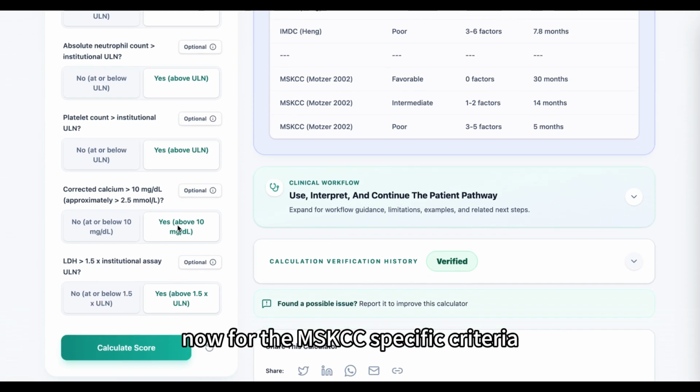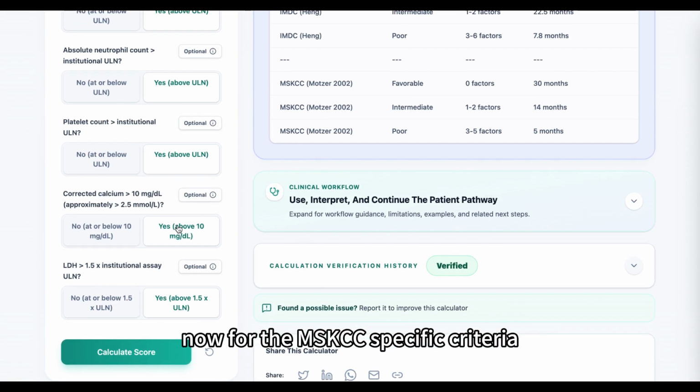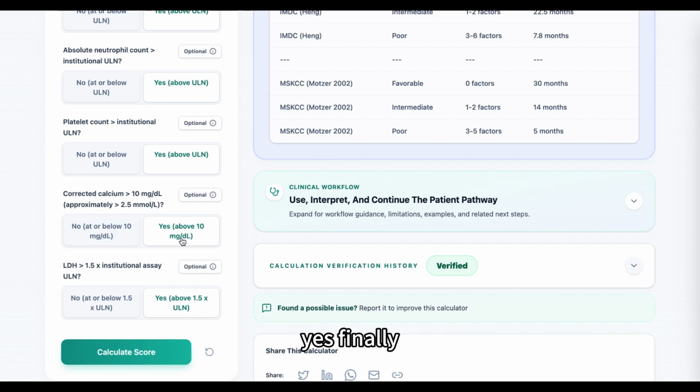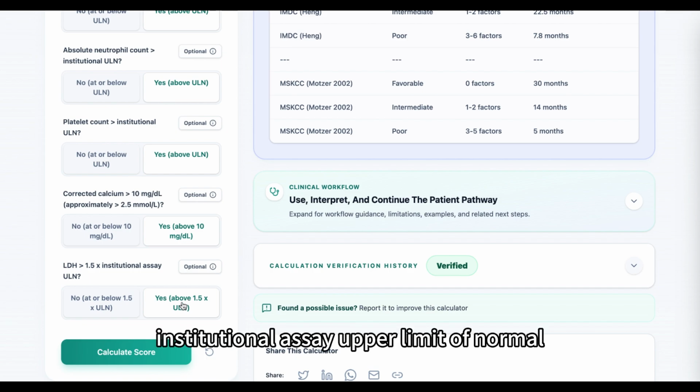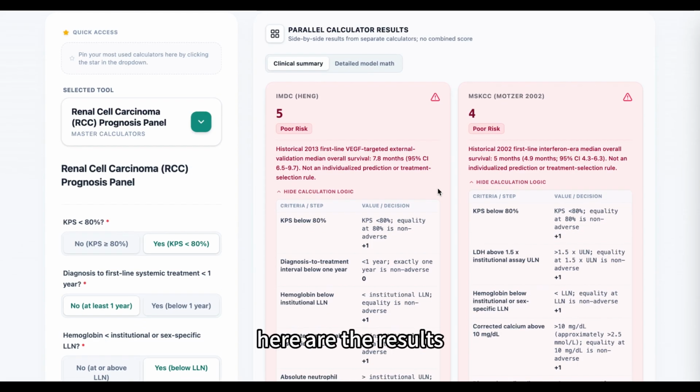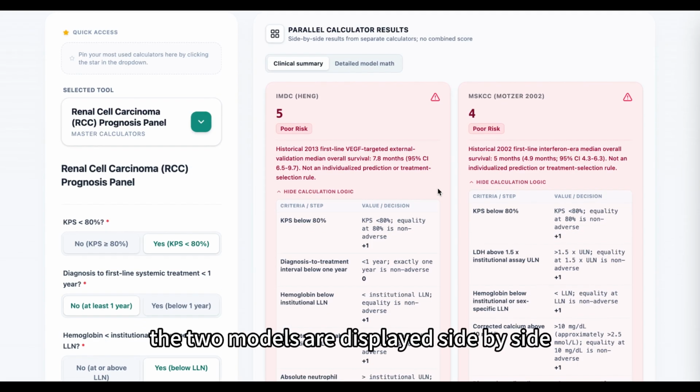Now for the MSKCC specific criteria. Is corrected calcium above 10 milligrams per deciliter? Yes. Finally, is LDH above 1.5 times the institutional assay upper limit of normal? Now let's calculate the results. Here are the results. The 2 models are displayed side by side.